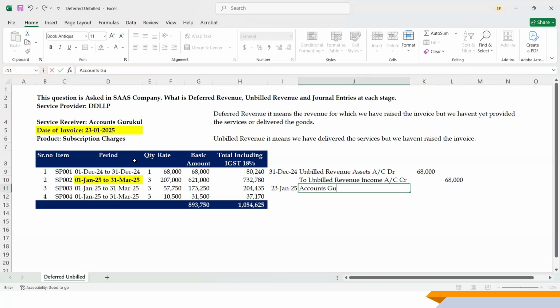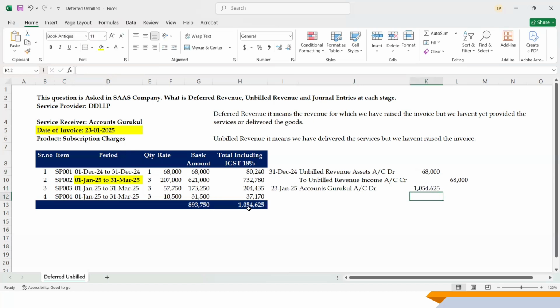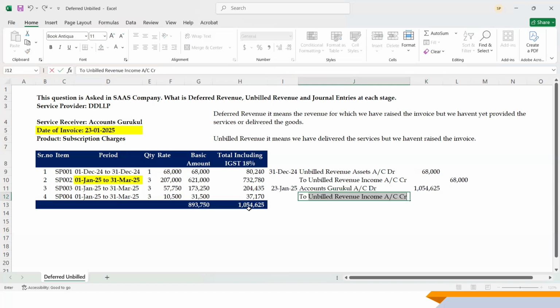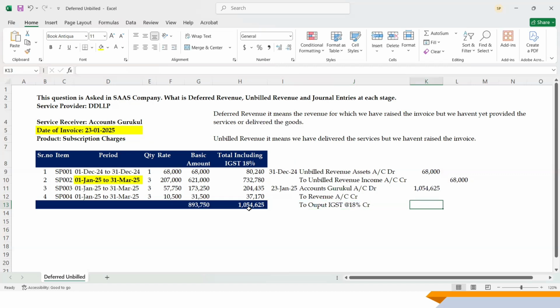So accounts Gurukul account debit, and this is going to be debit with the total gross amount, that's 10,54,625, to revenue account credit and output IGST at the rate of 18% credit. This output GST is going to be the liability on us.